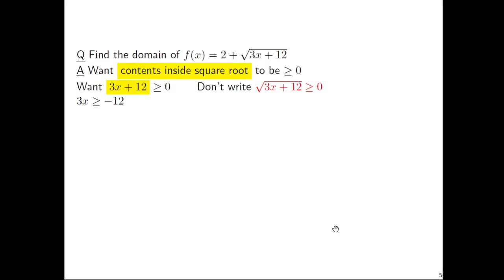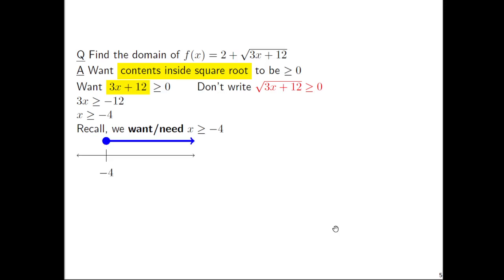So take 3x plus 12 is greater than or equal to 0, subtract 12 on both sides. You have 3x is greater than or equal to negative 12, and then divide both sides by 3, and you'll have x is greater than or equal to negative 4. Now recall that we could have written the word want each time, but it gets a little much. We want or we need x to be greater than or equal to negative 4. So here's a picture on a number line, and the domain is bracket negative 4, comma, infinity, parenthesis.